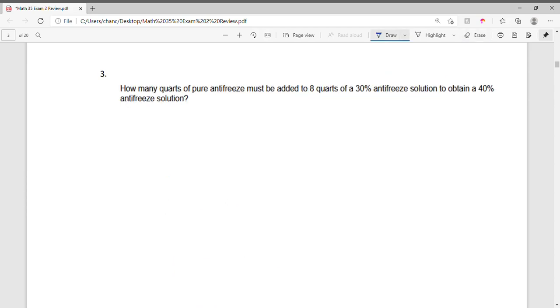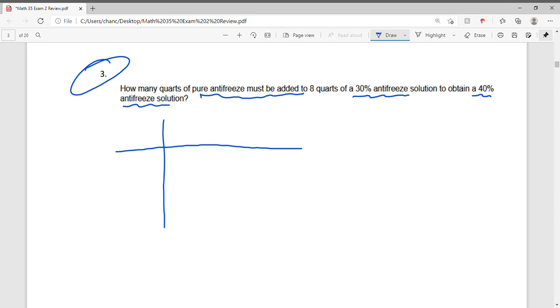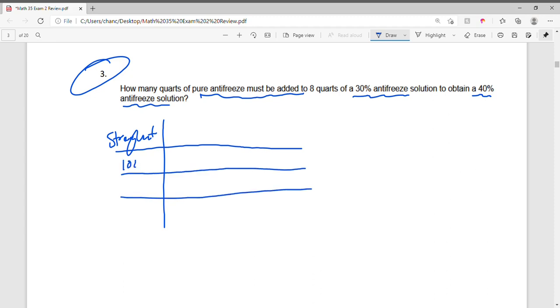Let's try question 3. How many quarts of pure antifreeze must be added to 8 quarts of 30% antifreeze solution to obtain 40% antifreeze solution? Let's start by making a table. Now I'm going to look at the different strengths of the solution. We have a pure antifreeze solution, so that's 100% strength. We have a 30% solution, and we also want to end up with a 40% solution.